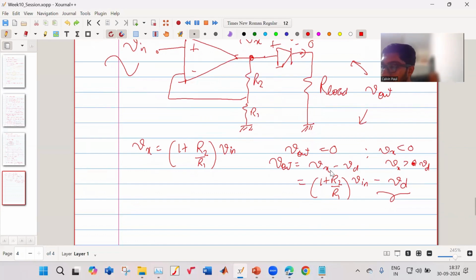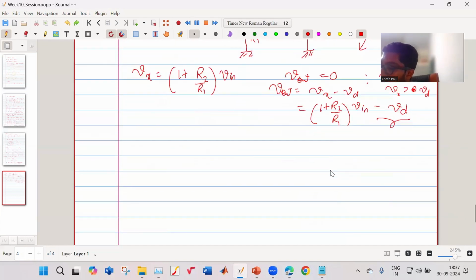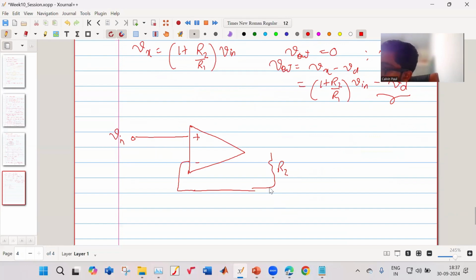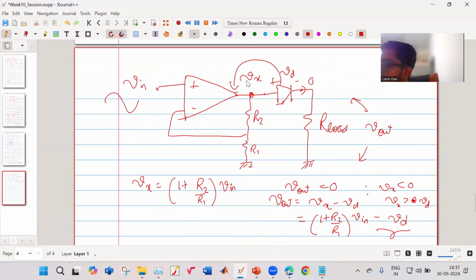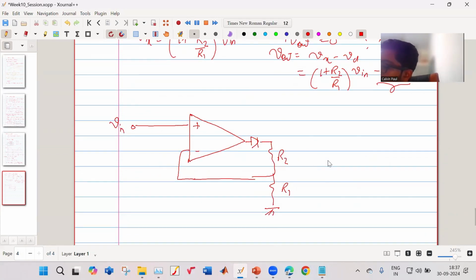There is an easy solution which sir has taught. What we do is we just make a slight modification. This is my input, remains the same. This is my R2, this is my R1, and the diode is moved from here to here. So this becomes my diode, and this becomes my R load, and this is my V out, this is Vn. Okay. So now what happens is, because of virtual ground, this actually is Vn.